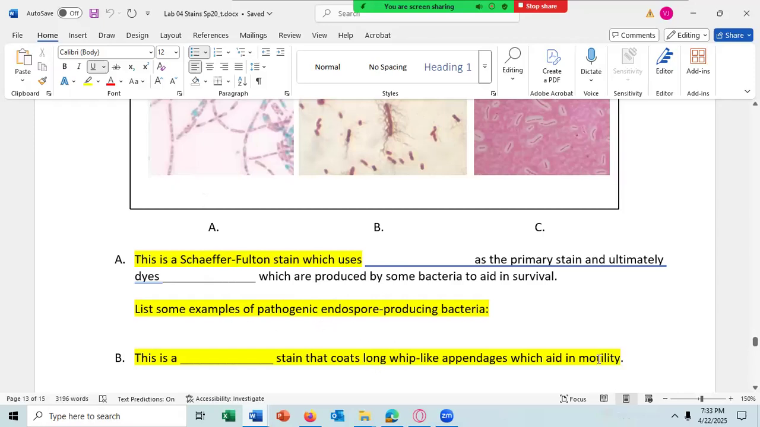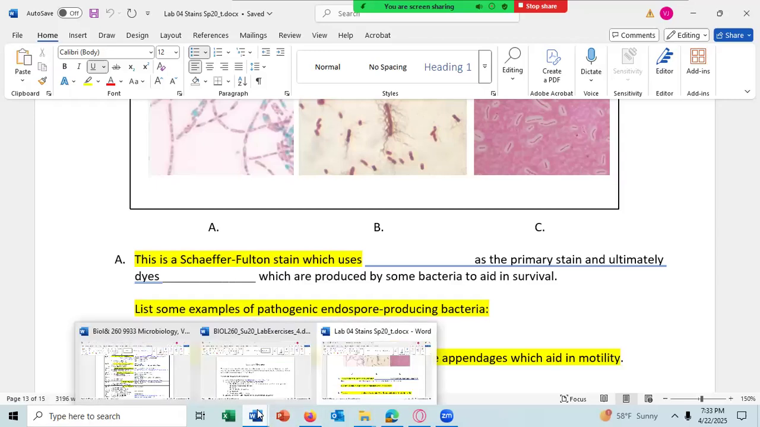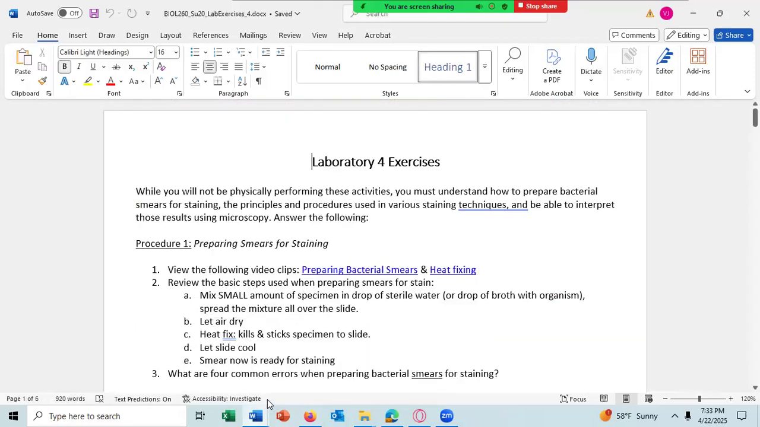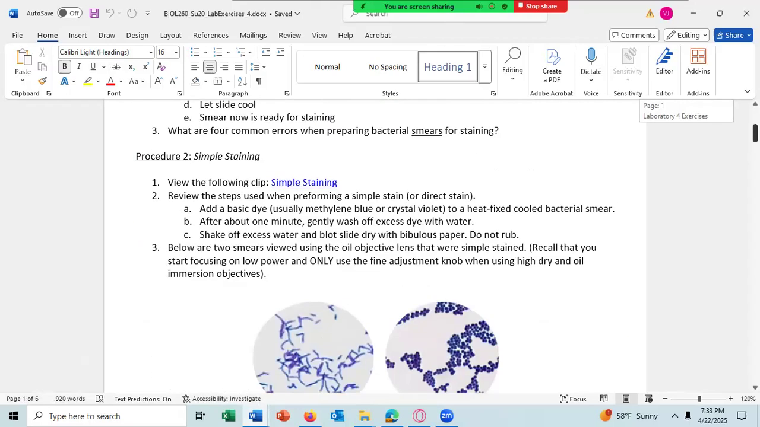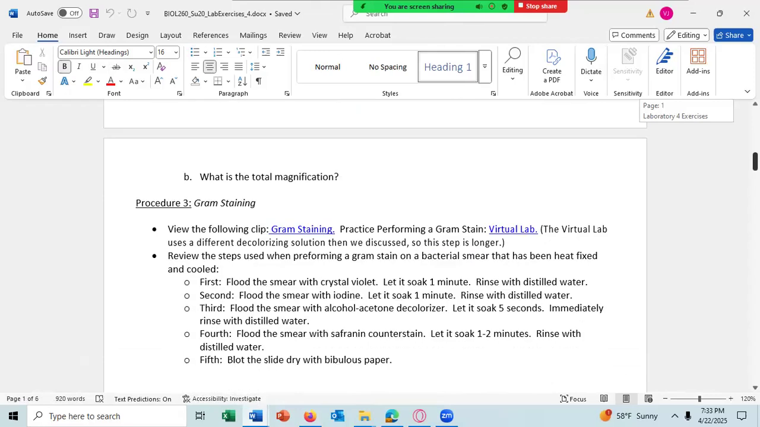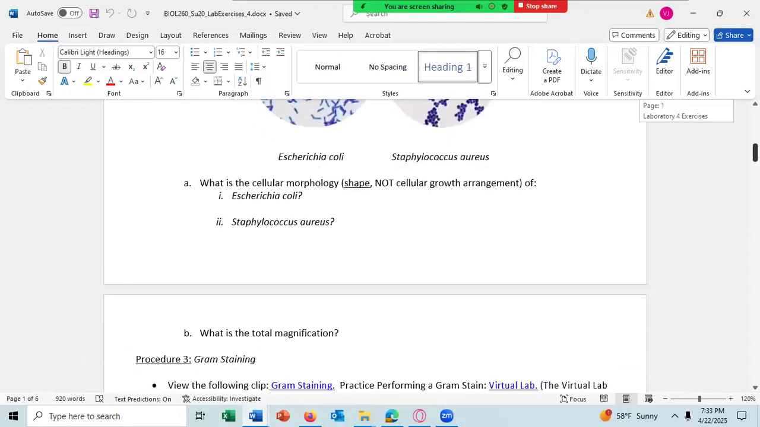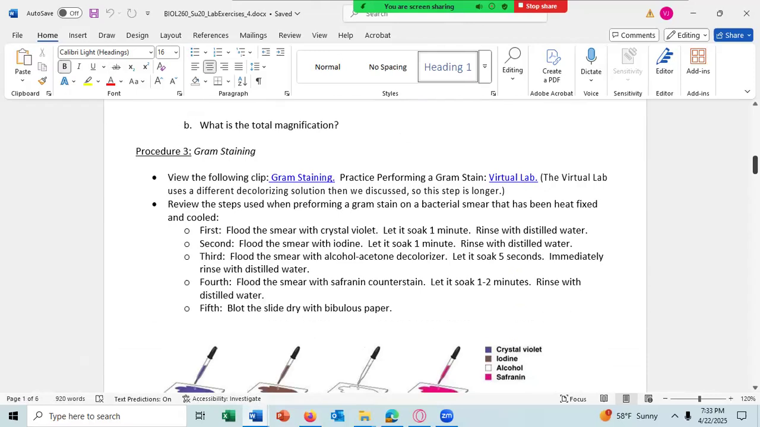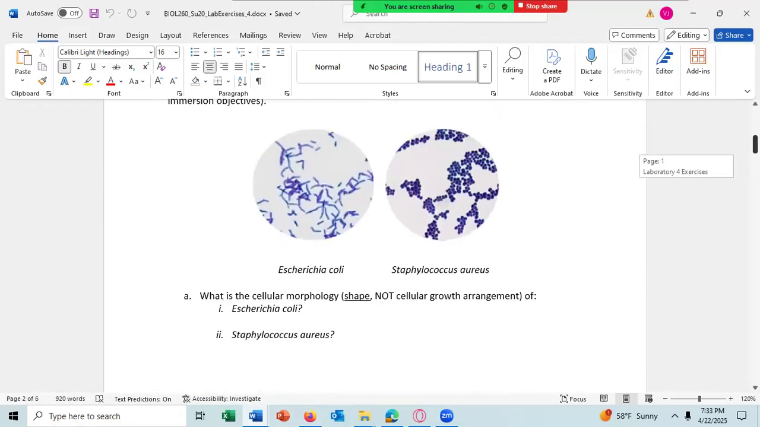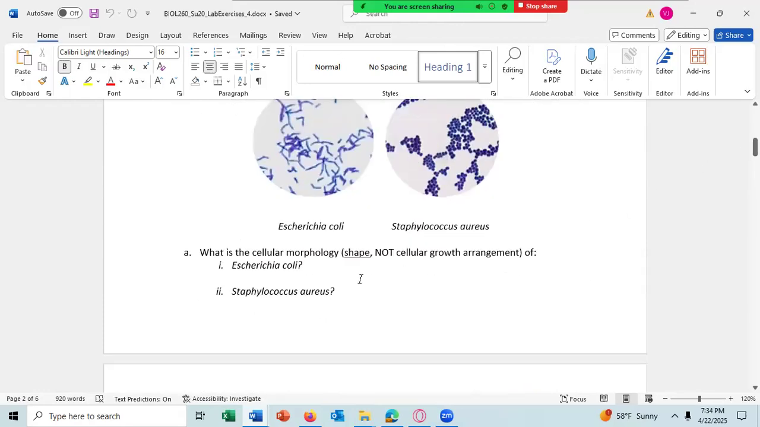For procedure 5A, let me go to the worksheet in case I haven't changed the questions. For procedure 2, is that where we are? Tell me the cellular morphology of E. coli and the cellular, yeah, we're past here, sorry.